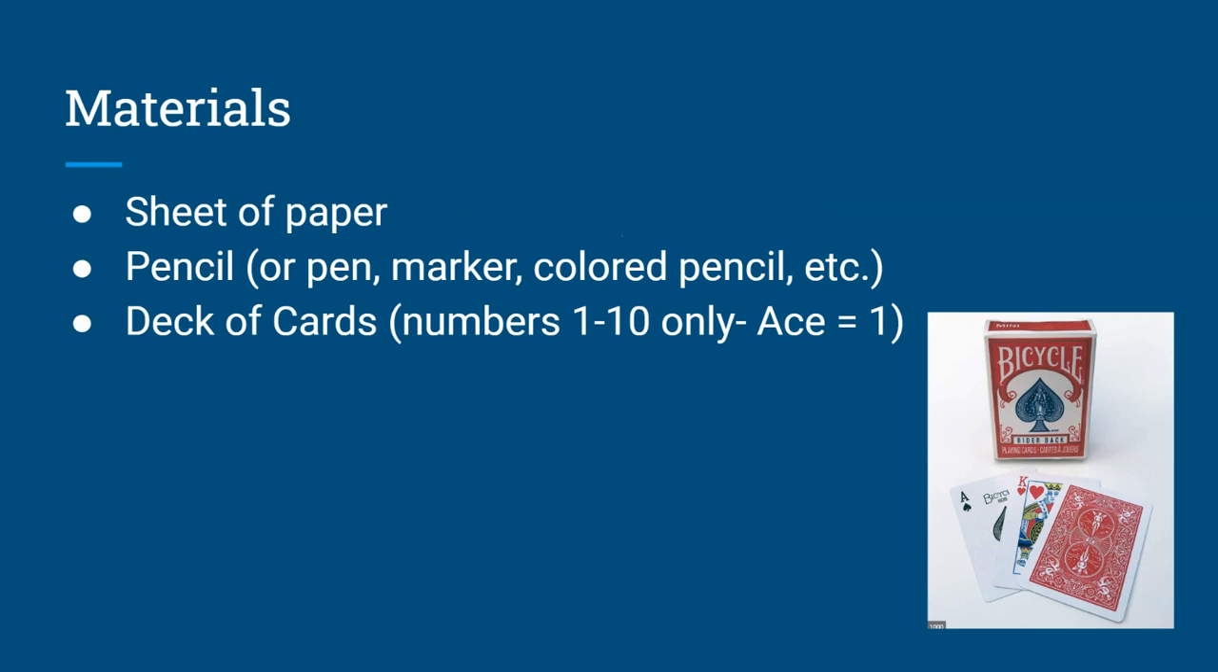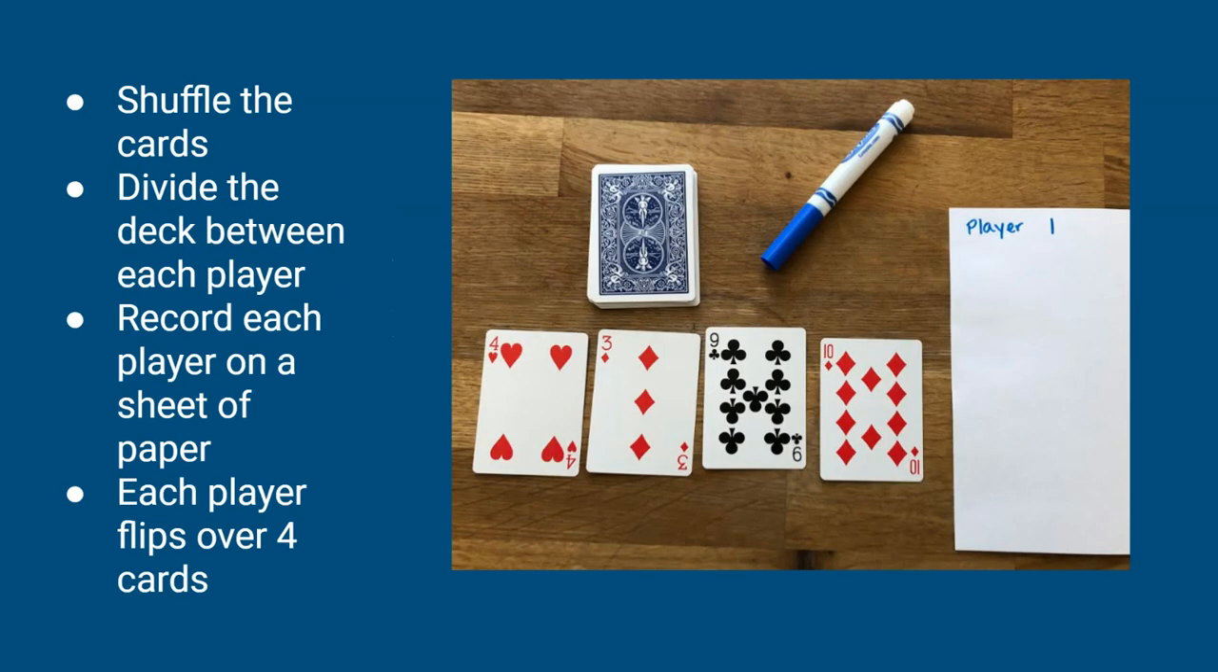The materials that you need for this game are a sheet of paper, a pencil or pen or marker, something to write with, and a deck of cards. In your cards, you're going to use the numbers 1 through 10 only, and you're going to think of ace as the number 1. You will shuffle the cards up and divide the deck between each player. If you don't have a player to play with, you can just be player 1 and player 2 and bounce back and forth between the two players.